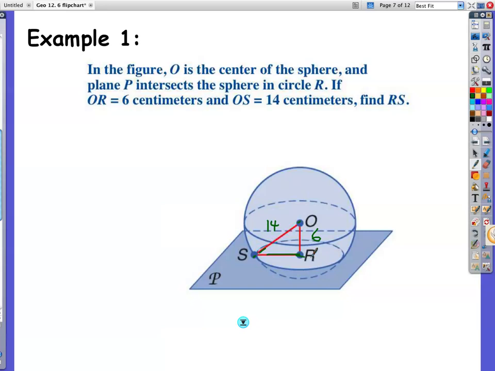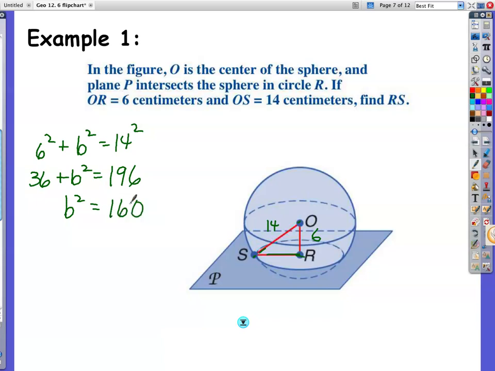Well, guess what, folks? That Pythagorean theorem is going to come into play here. So I'm going to take a squared plus b squared equals 14 squared. Basically, I've got to take away 36 from this. I get 160. And the square root of 160 is 12.6491, which I am going to round to the nearest tenth. I've got 12.6 for my value of b, which is my radius.